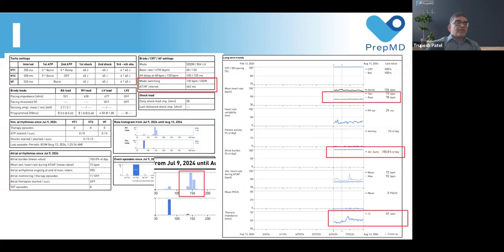So now the patient is in mode switch, and if you look on the right-hand side, the mean heart rates have gone down to 70 beats per minute, and the device is 100% mode switch with 100% ATF burden. As well, on the lower right corner, you can see that the thoracic impedance trends have improved. Next slide, please.